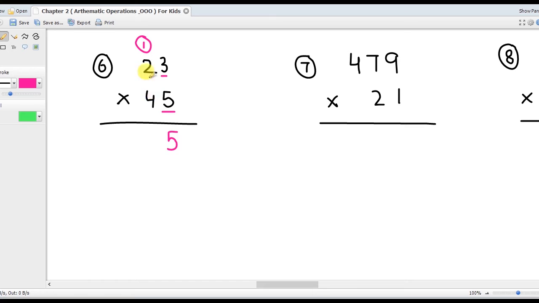The next is 2 times. Now I'm going to multiply this 2 with this 5, right? So collectively we are first going to multiply 23 with this 5 and then 23 with this 4. Okay. So 2 times 5 is 10. 10 plus 1, this carry, is 11. So now I'm going to write 11.